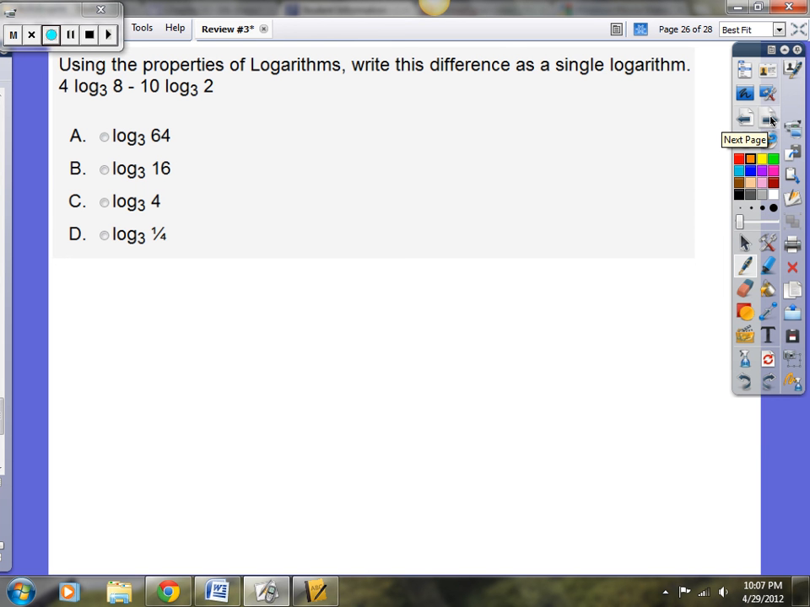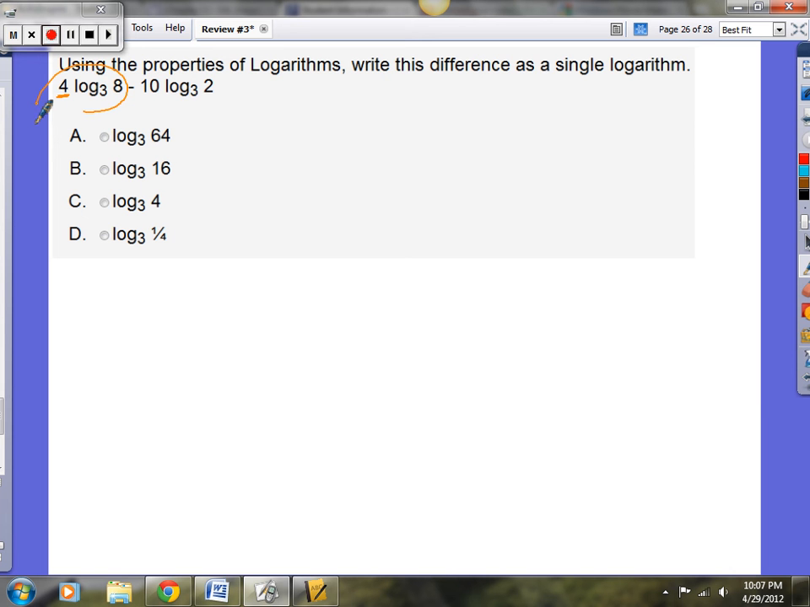Using the properties of logs, write this difference as a single logarithm. Okay, this is a good one. If a log shows up, it's probably going to be something like this, not one as easy as the one we just barely did. Okay, if you've got a number times a log, you can use your power property. You can take that 4 and you can put it in place of an exponent. So it's really log in base 3 of 8 to the 4th power. I'm going to do the same thing with that 10. I'm going to take that 10 and go right here. So it's going to be minus log in base 3 of 2 to the 10th power.